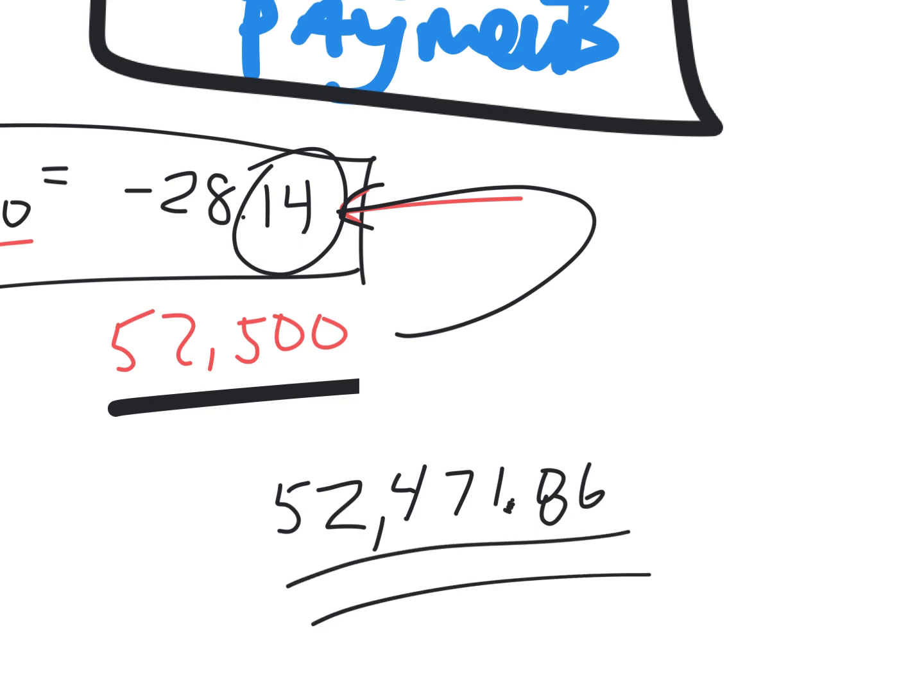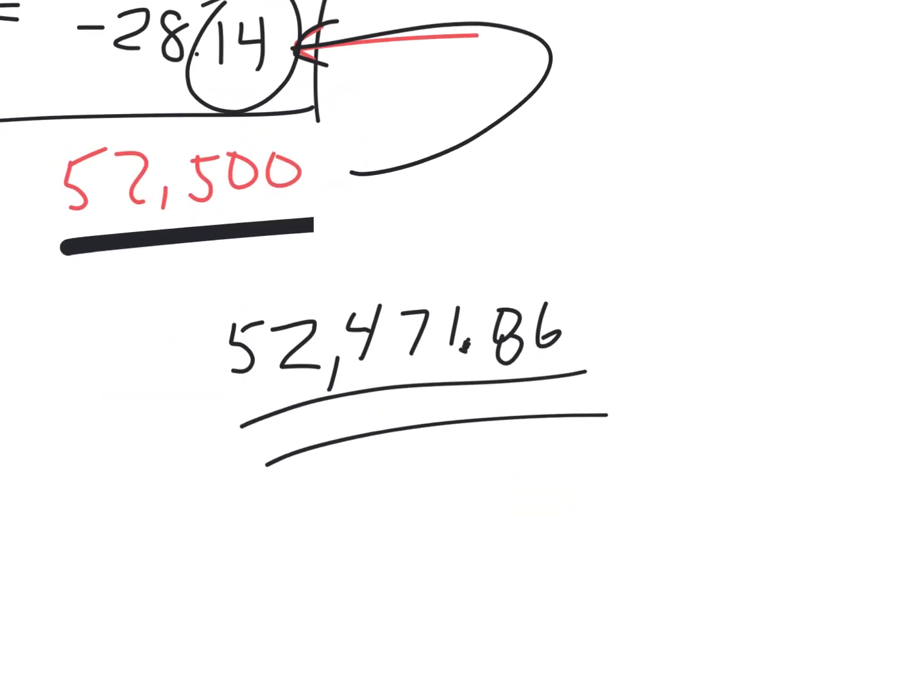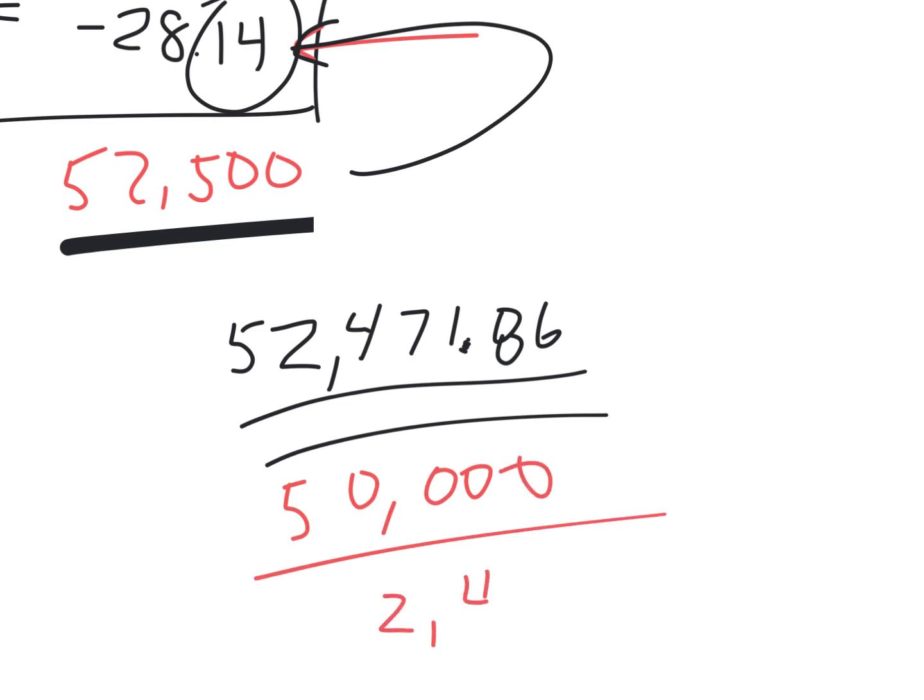Then what's that? That's the total you paid. Then when they ask you for interest, you subtract the original, which you borrowed $50,000. So then it would be $2,471.86 interest. That's the nitty-gritty of the loan part. But then there's a whole investment part.